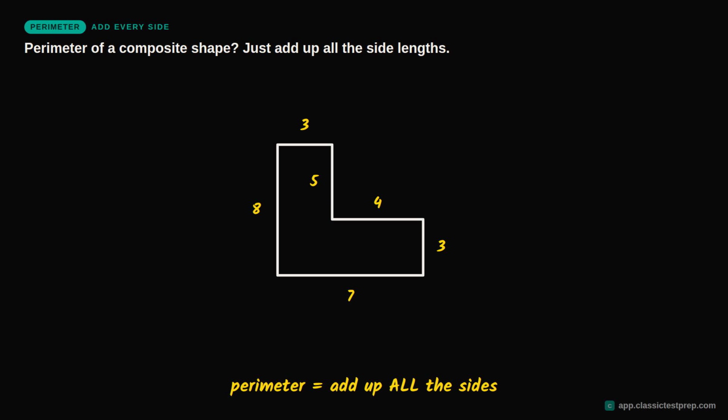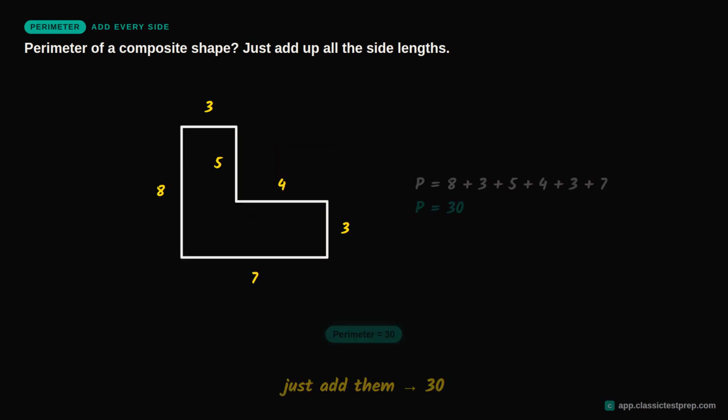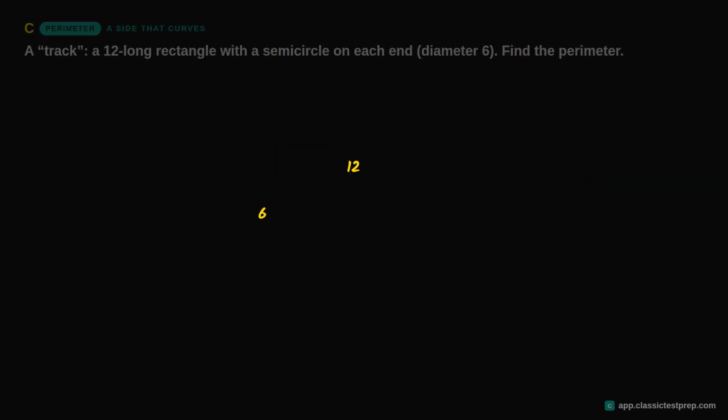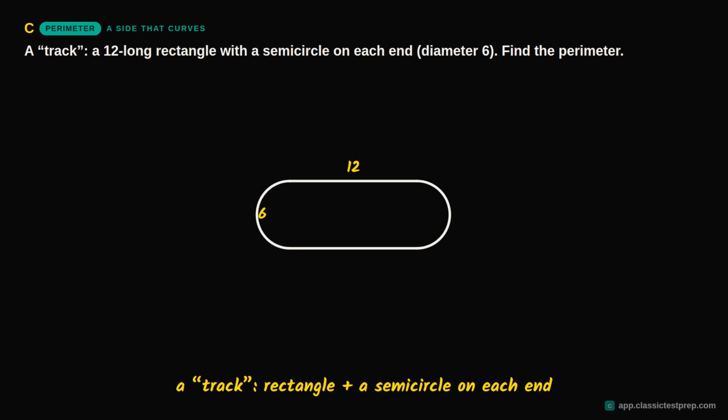To find the perimeter of a composite shape, we just add up all of the lengths. So for this figure, we're given all of the lengths, 8, 3, 5, 4, 3, and 7, and we just add them up. So that one's pretty easy. Let's talk about an example that has a curve instead of a side. Looking at a track shape, a rectangle 12 long with a semicircle at each end with a 6 unit diameter for the semicircle.